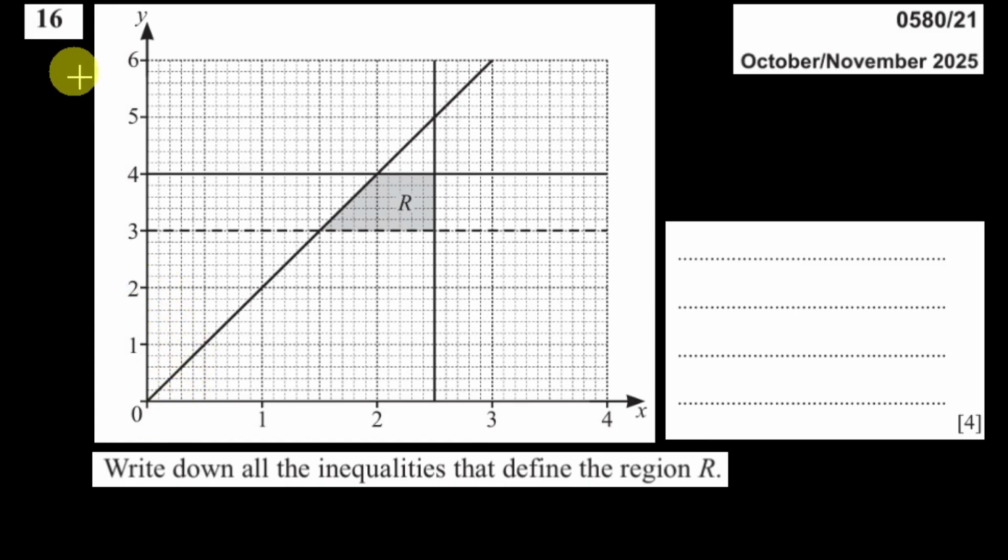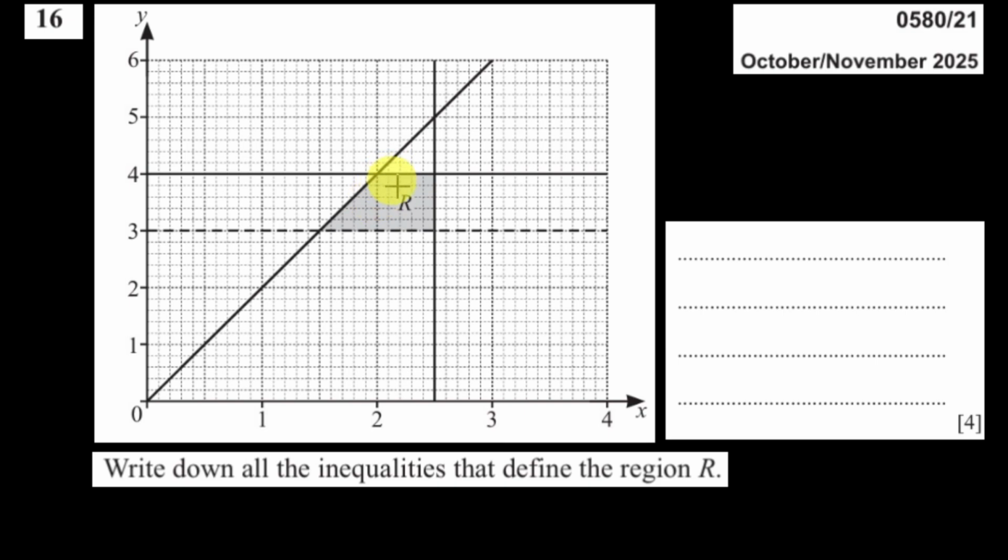This is question number 16 based on inequalities, and sometimes it is also called LPP, linear programming problems. The question is asking: write down all the inequalities that define the region R. So how can we define this region R with the different inequalities? How many inequalities do we require to define this region R?